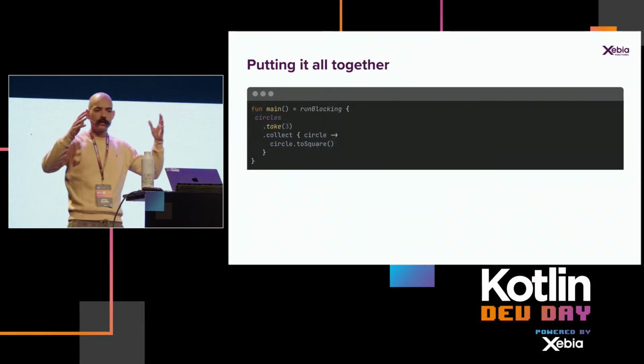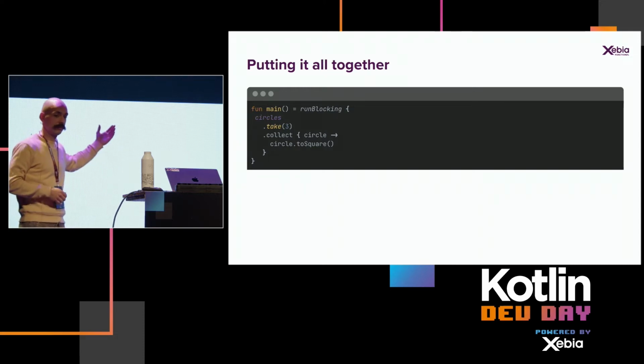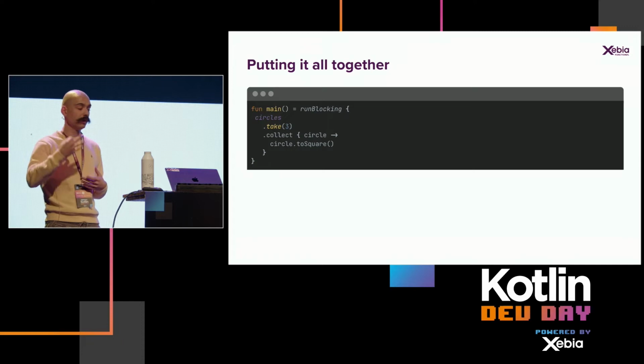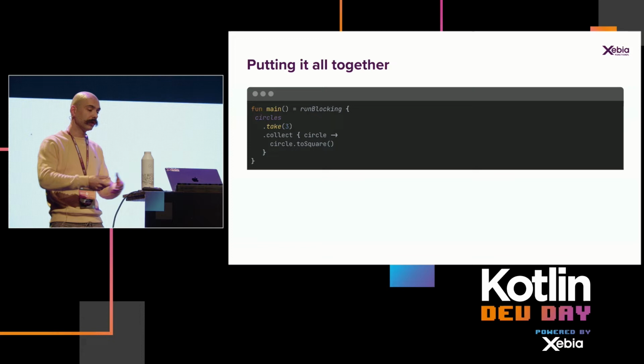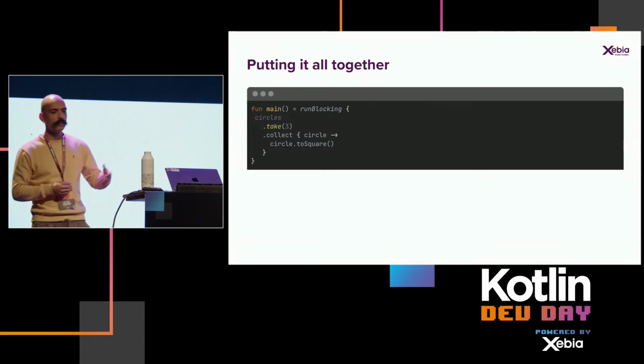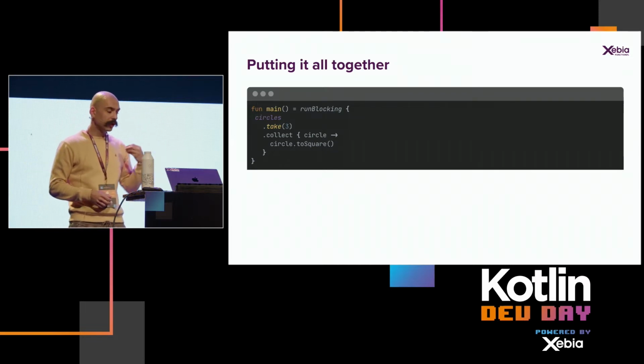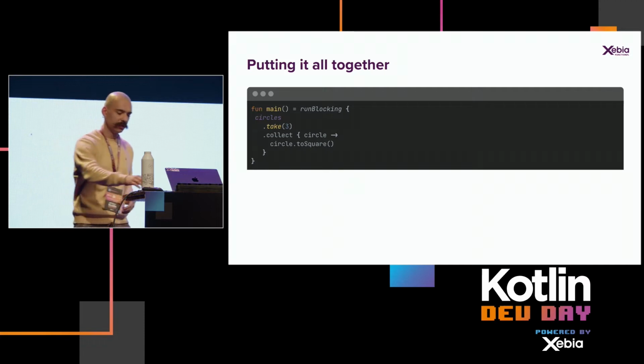If we put all of these pieces together, we have the flow that is emitting the circles, and we say take 3. This take 3 makes sure that this while true loop that we saw before is limited to only creating 3 circles. We then collect the circles from it, and we call our toSquare function. If you remember from before, I mentioned that our emit function was suspending, and it did not return before the downstream finishes its function. So here, only the next circle will be created when the toSquare function finishes.